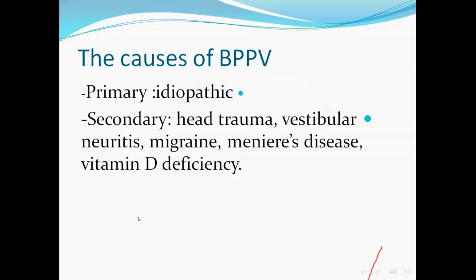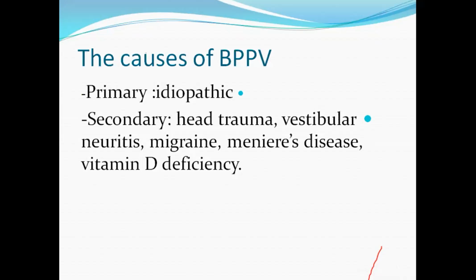Also, migraine can be an etiological factor. Patients with migraine may have compromised blood supply from the anterior inferior cerebellar artery or posterior inferior cerebellar artery. If they have compromised blood supply to the inner ear, that makes them more prone to movement of the crystals towards the semicircular canals. Also, patients with Meniere's disease, due to the change in hydrodynamics and fluids in the inner ear, may be more prone to have BPPV.